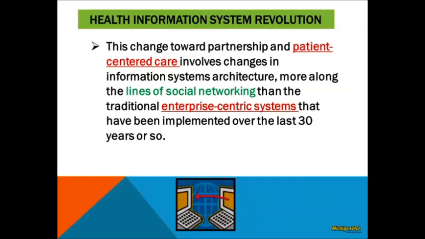So, as we know, this change toward the partnership and the patient-centered care involves change in information system architecture more along the lines of social network than the traditional enterprise-centric systems. That centric system has been implemented in the past 30 years. This health information system is based on the hospital, on the hospital's needs, on the hospital's cost. We never considered the patients. But now we need to consider patients, and also other things.